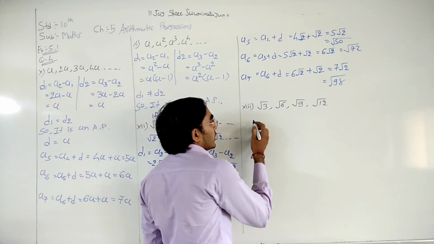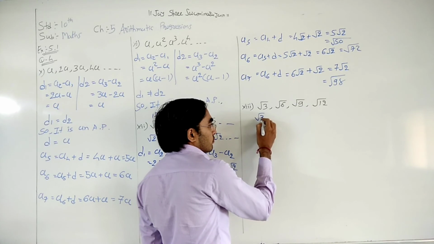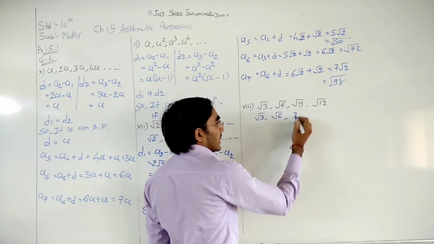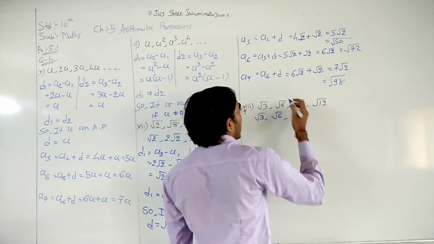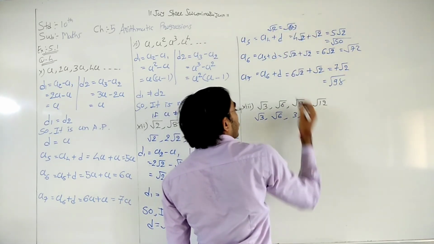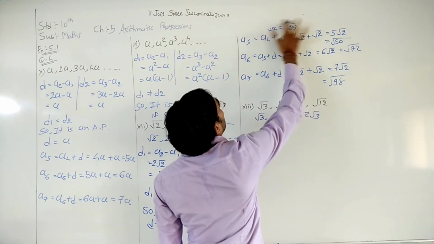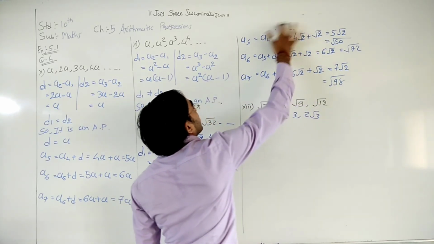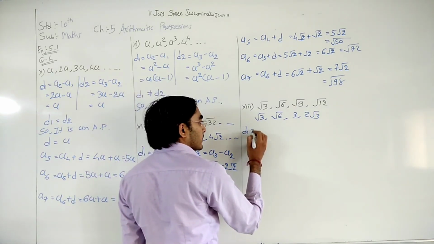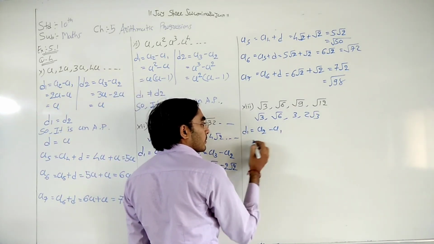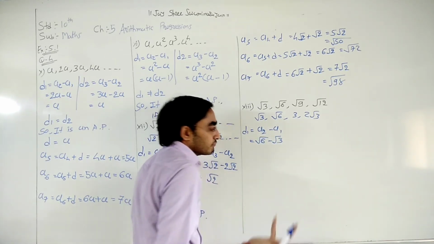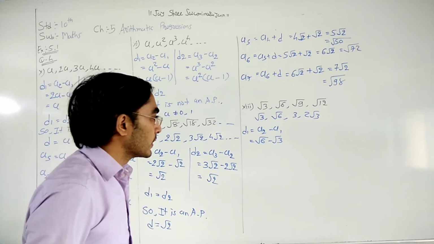Okay, so if we want to simplify it, under root 3 and under root 6 stay as they are, here it is 3, and here under root 12 means 4 times 3, so the square root of 4 is 2, and we can write 2 under root 3. Now find the common difference d1. Second term minus first term, a2 minus a1, under root 6 minus under root 3. Now we cannot simplify it further.